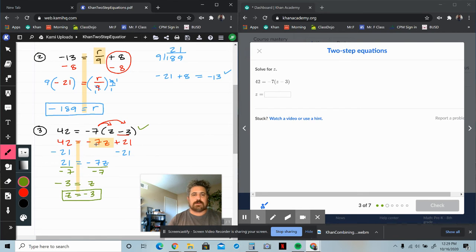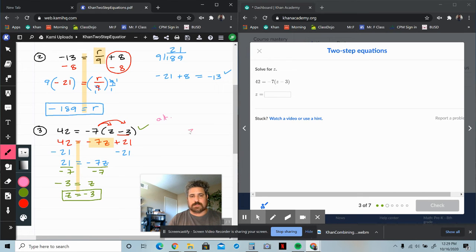When I started, I said you had choices. If you didn't want to distribute that negative 7 first, you could have divided both sides by negative 7. And just so you guys can see an alternate reality if you did that, the alternate reality would be that when you divide this by negative 7, negative 7 over negative 7 is 1.